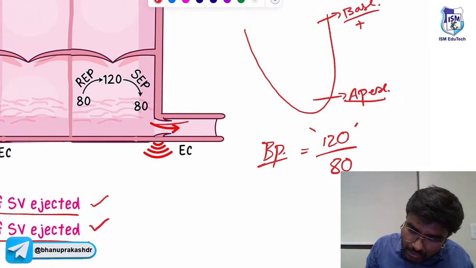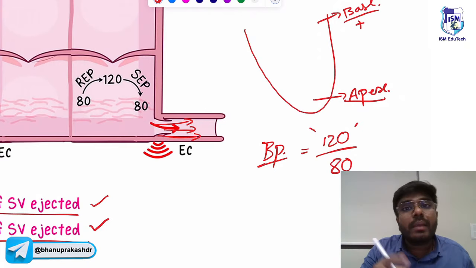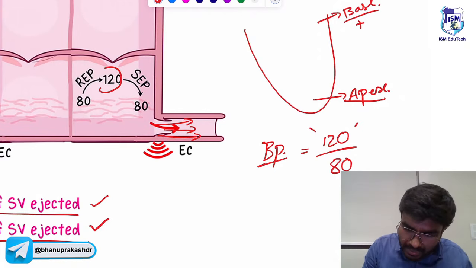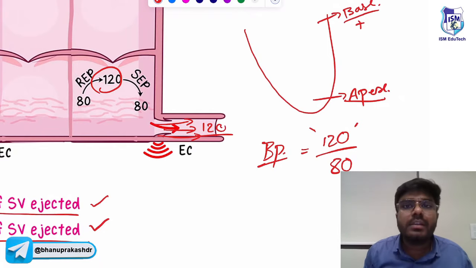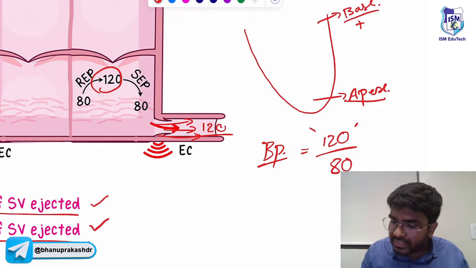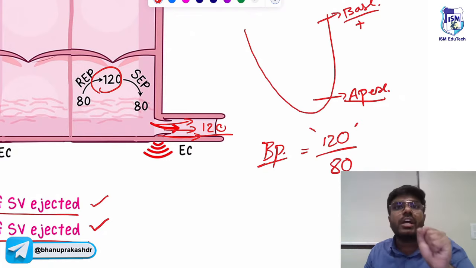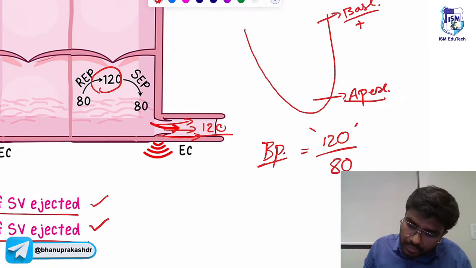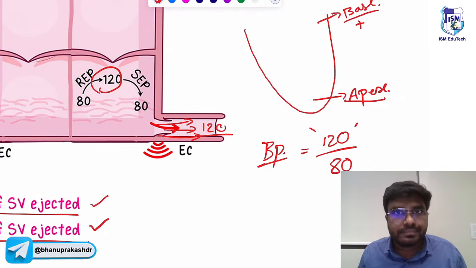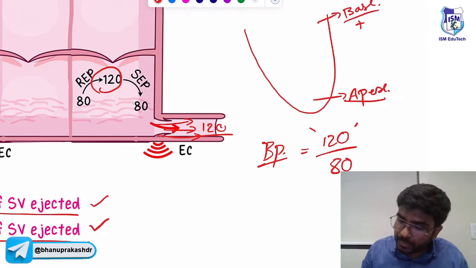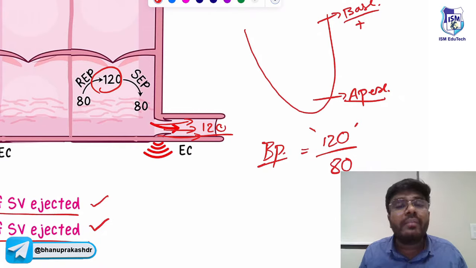When the heart is contracting, not only is blood coming into the aorta, but the pressure is also transmitted. That's the 120. So, when the heart is contracting, you are going to have a pressure of 120 in the aorta. During systole, this is the systolic BP, 120. I have asked you to remember this from the beginning.